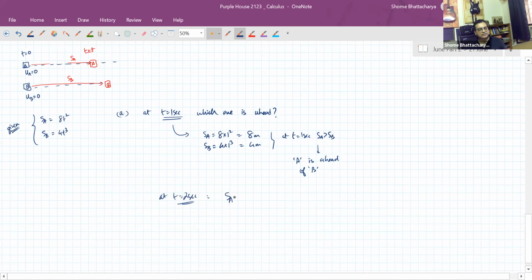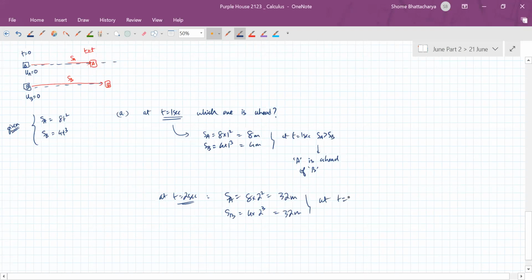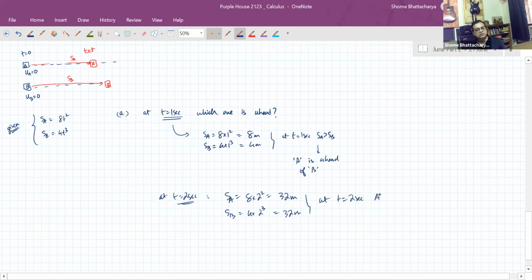at this moment, what is SA equal to? It is 8 into 2 square, so 32 meters. Whereas what is B? It is 4 into 2 cube. So again, it is 4 into 8, 32 meters. So we can see that at t equal to 2 seconds, A and B are alongside. And again, if we check at t equal to 3 seconds, we can see that now it will be the other way around.